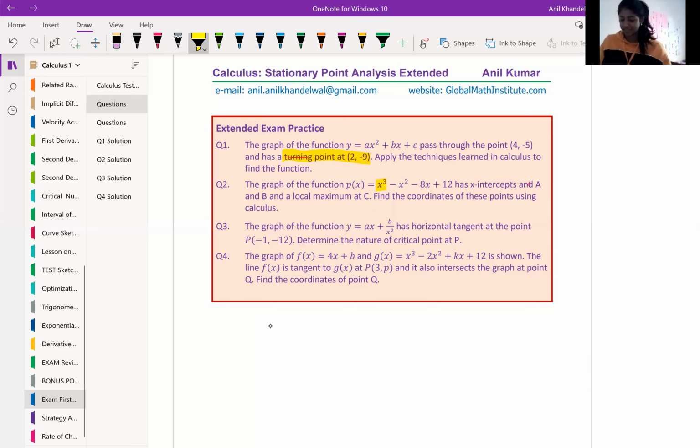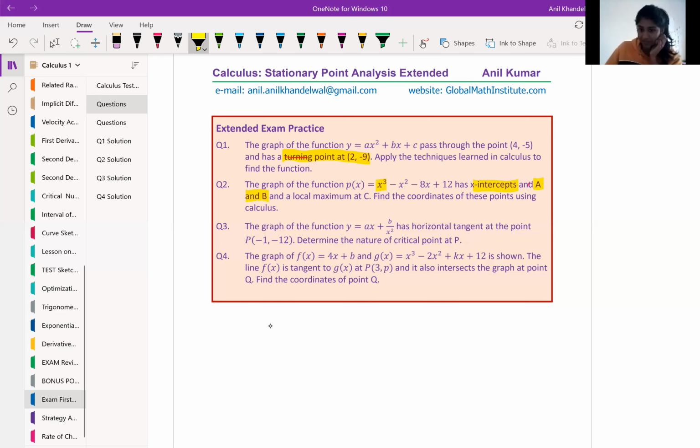Okay, I got a max and a min. So how many x-intercepts do you have in your graph? Three. Okay, so you begin with three x-intercepts. The question says, has x-intercepts at A and B. Do you see that? And a local maximum at C. That clearly means that there are only two x-intercepts. Do you get the idea?